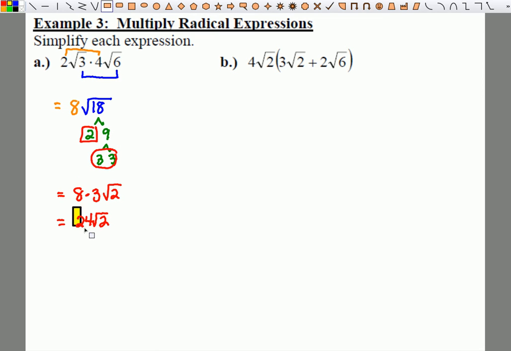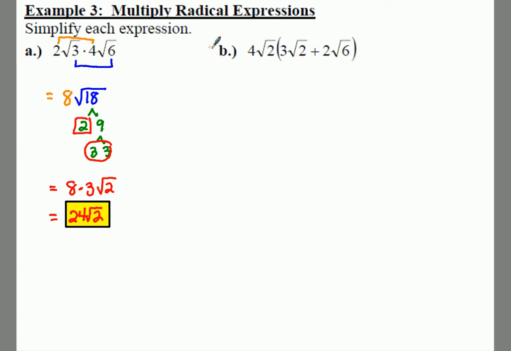Now we can also use the distributive property on B to multiply multiple times. So we're going to multiply the 4 radical 2 times your 3 radical 2 and 4 radical 2 times your 2 radical 6. You just have to keep in mind when you multiply 4 times a 3, you multiply the outside terms together. So you get a 12. Then you multiply what's underneath. 2 times a 2, so we have a square root of 4, which, hey, that looks familiar.